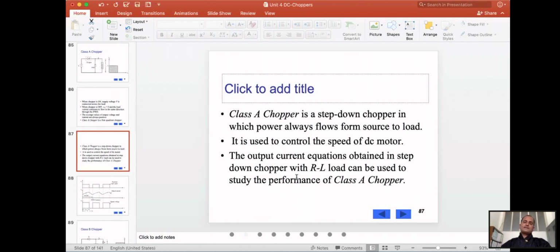Class A chopper is a step down chopper, in which power always flows from source to load, and it is used to control the speed of a DC motor. The output current equation obtained in a step down chopper with RL load can be used to study the performance of the class A chopper.